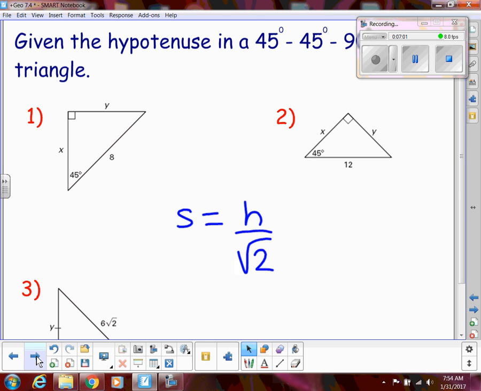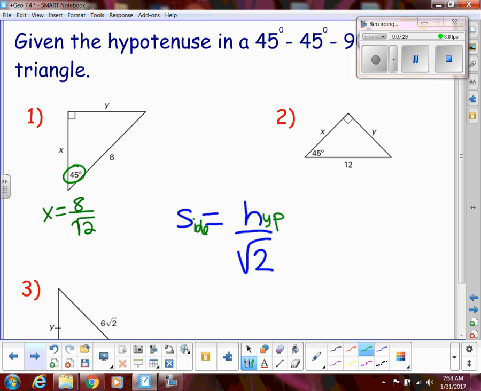Now going backwards, let's say I do give you the hypotenuse, and you have to find the side length or the leg. All right, so again, this is hypotenuse, and this is a side length. So if I'm going from a large side to a smaller leg, then it makes sense that I would divide by the square root of 2. All right, so here's how we can use that. I know it's 45, so my x and my y will be equal to 8 divided by the square root of 2.